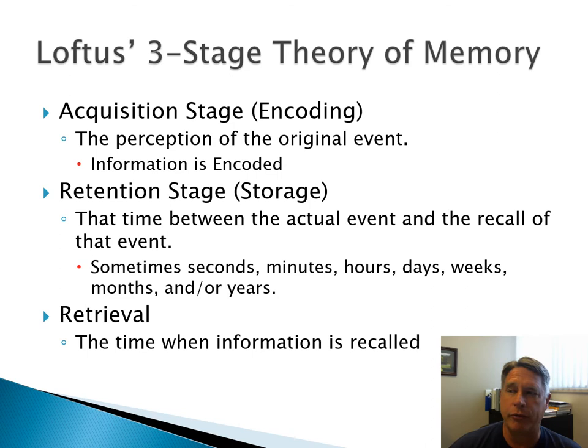Know this: there can be factors that affect your memory at any of these three stages. Something may go wrong in the acquisition stage and information is not encoded properly. Something may go wrong during the retention stage; it stays in there and begins to decay after a while. Something may go wrong with the retrieval phase if someone has introduced outside information and is causing you to change what it is. So know this theory.